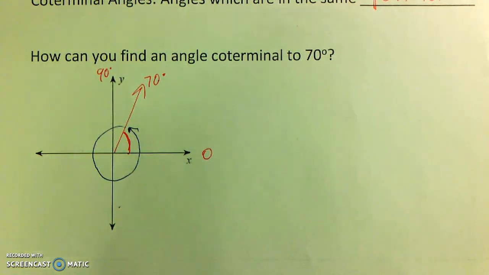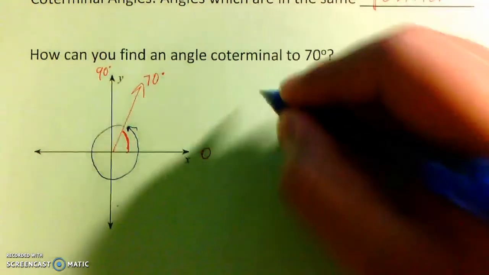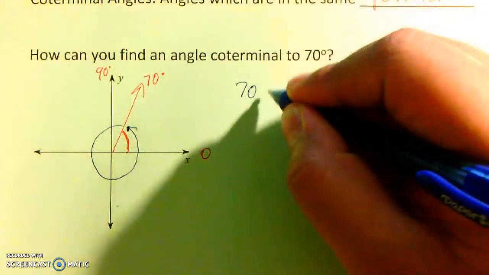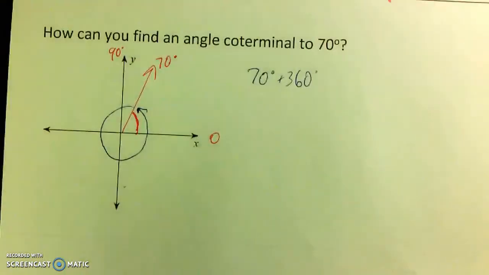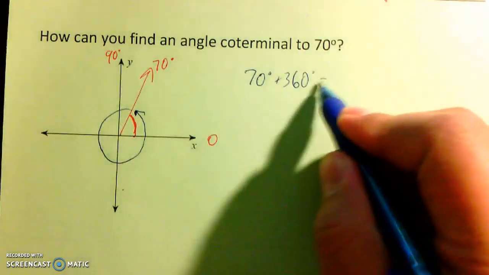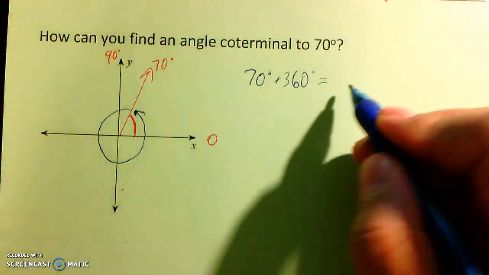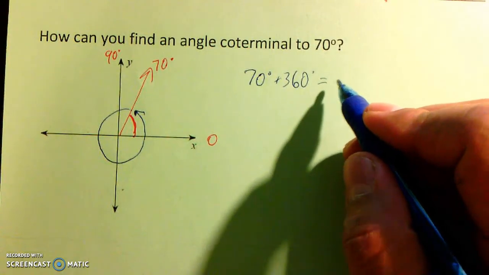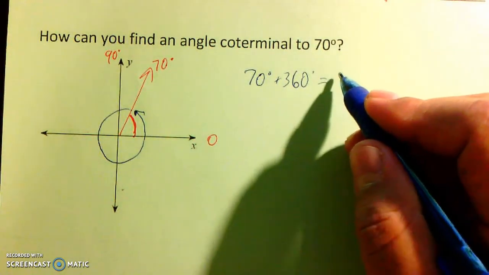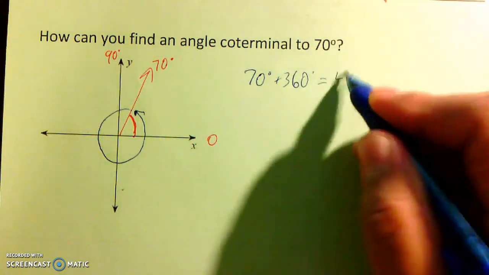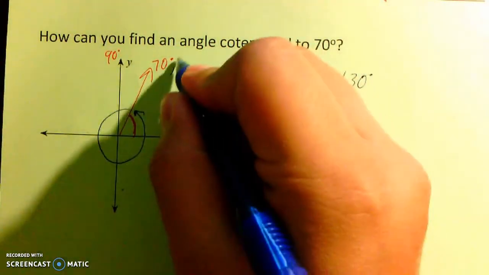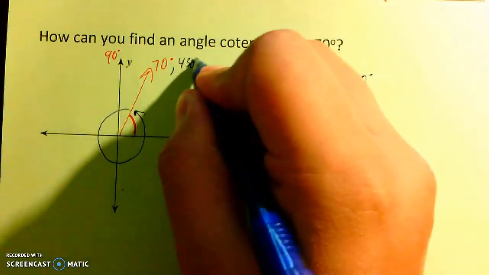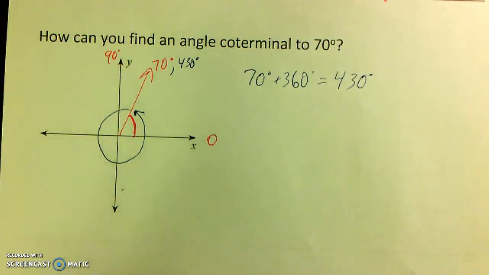But mathematically, what is that? Mathematically, that's 70 plus 360. And so you can also say that this is 430, right? So this angle can be called 70 degrees, but it can also be 430. It's the same angle, literally the exact same position.